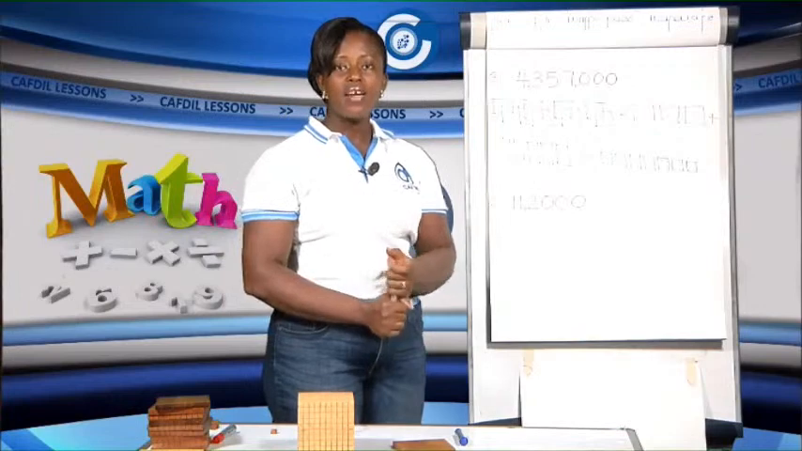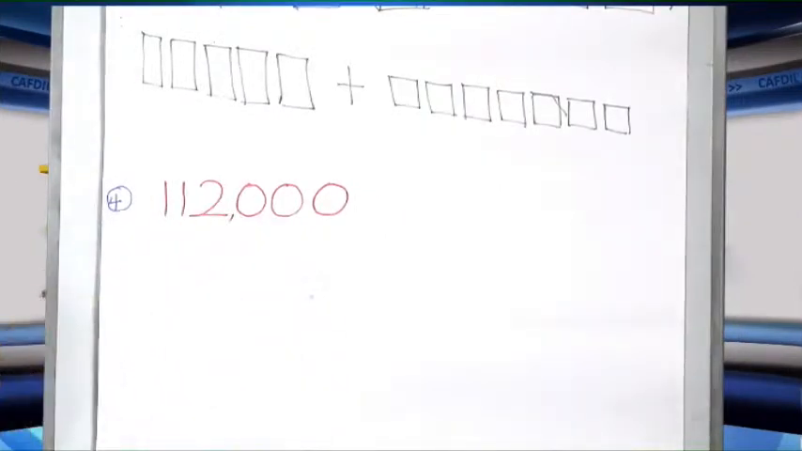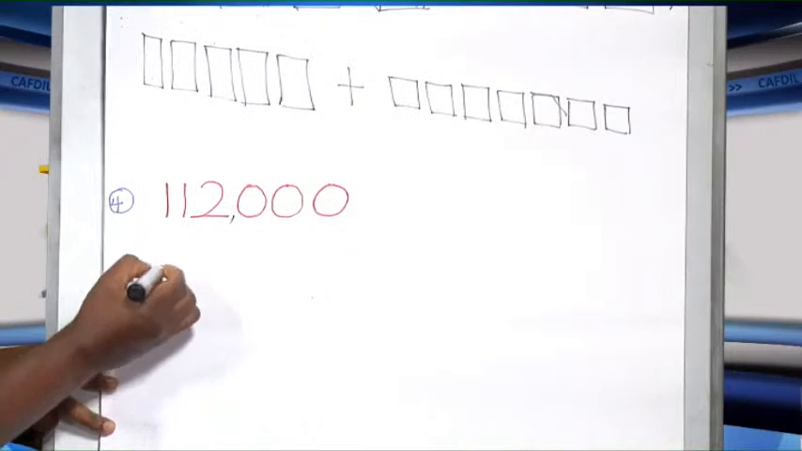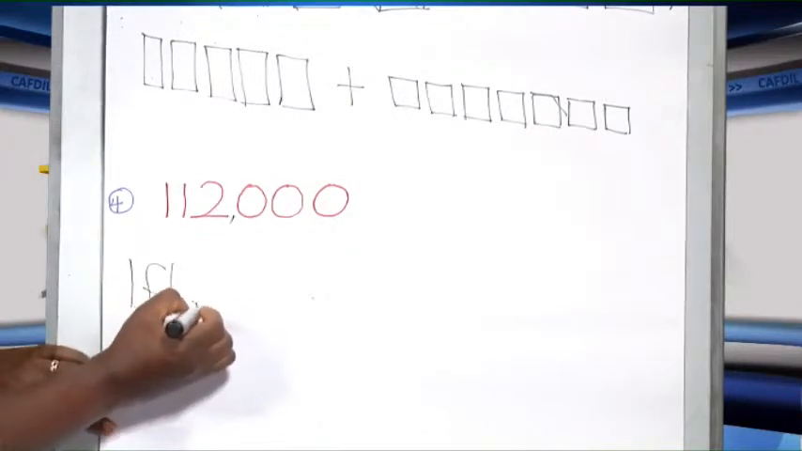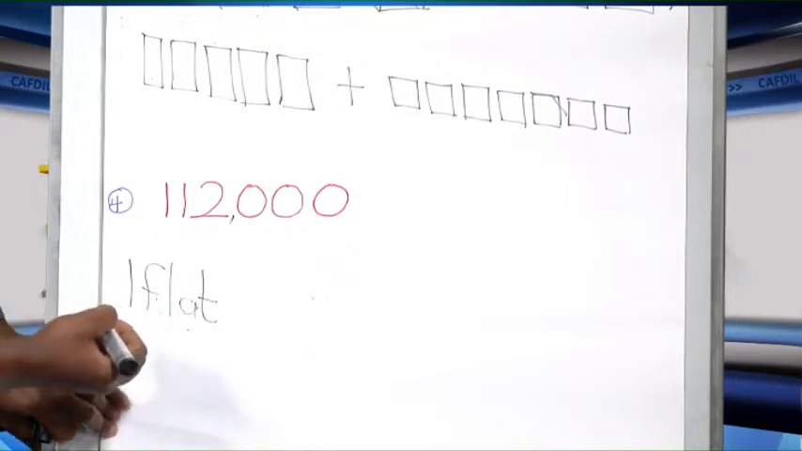112,000. This time, let's write the number of flats, long, or units that we will have. So with this, we're going to have 1 flat. I am writing it this way.